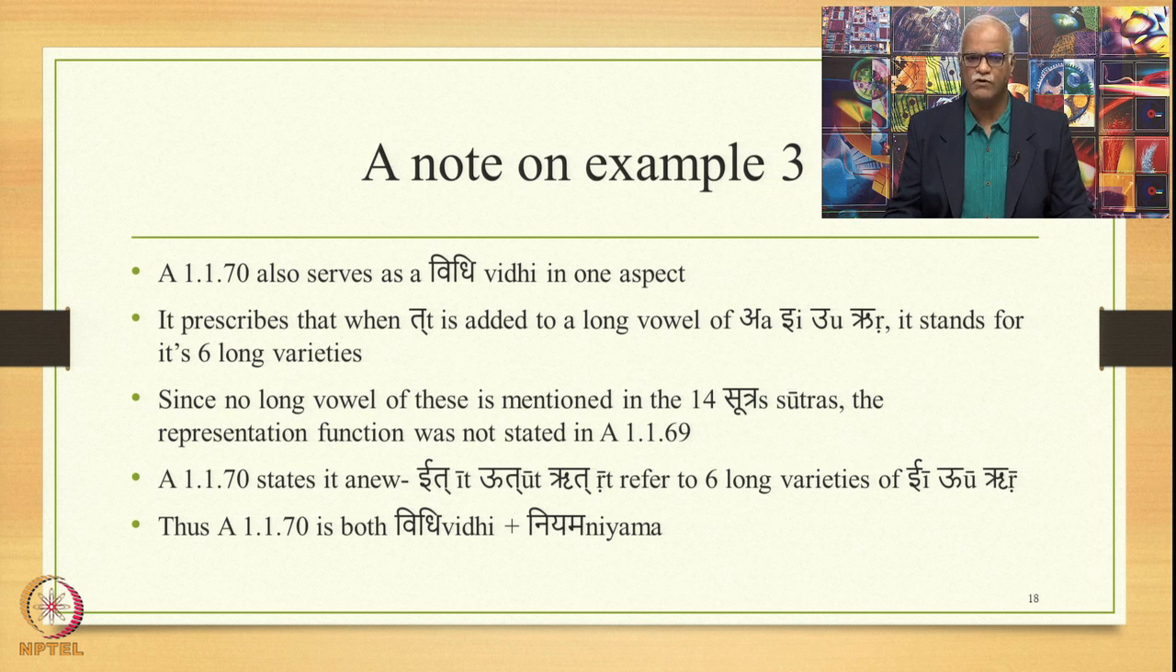Now since no long vowel of these four is mentioned in the 14 sutras, the representation function was not stated for these four long vowels in 1169. And that is where this sutra comes in and states it anew. Eat, oot, root and aat refer to six long varieties of i, u and ru as well as a. In this way, 1170 can be stated to be both a vidhi as well as a niyama sutra.